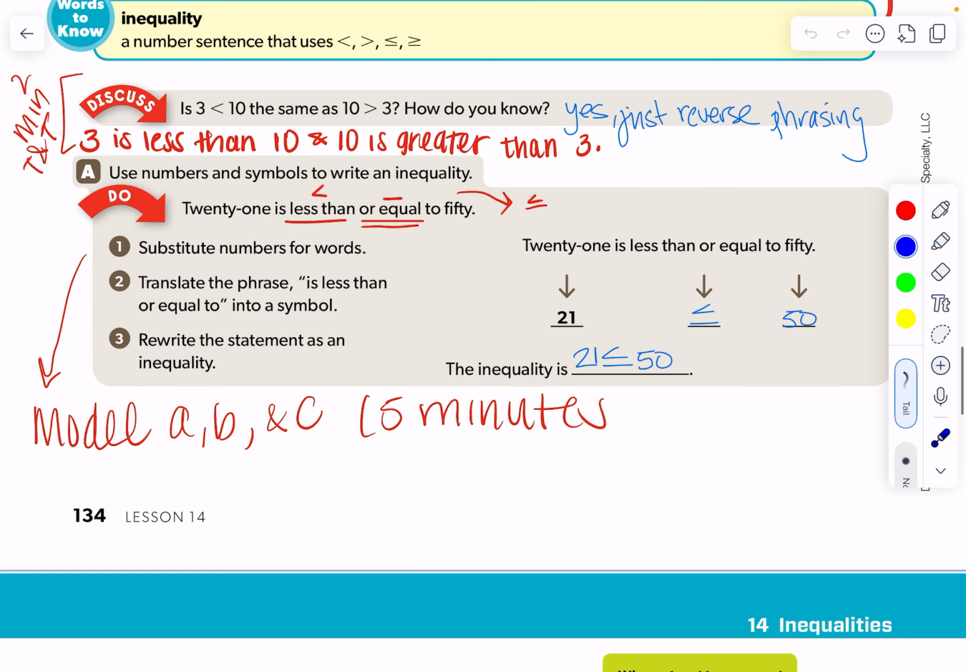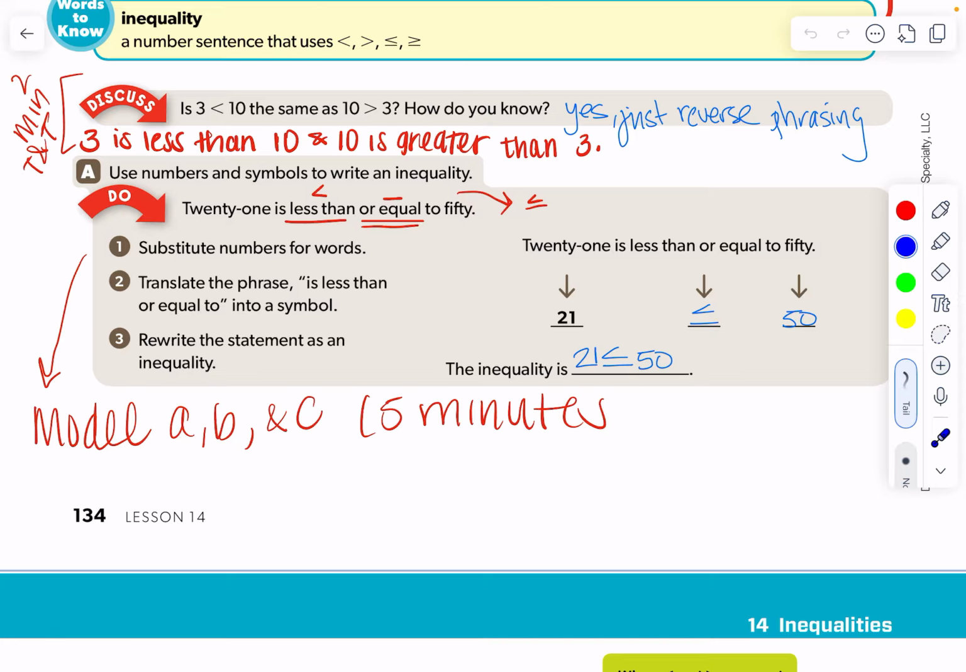So from there, you're going to model questions A, B, and C for about 5 minutes. Here we have some sort of like word problem where it says 21 is a less than. Go ahead and have students annotate this with the less than symbol above the words, right? Or equal to, you can have them also do the full equal symbol above to 50 and let them know that, well, because they have mentioned both of these, right, that means we'll be using this symbol right here.